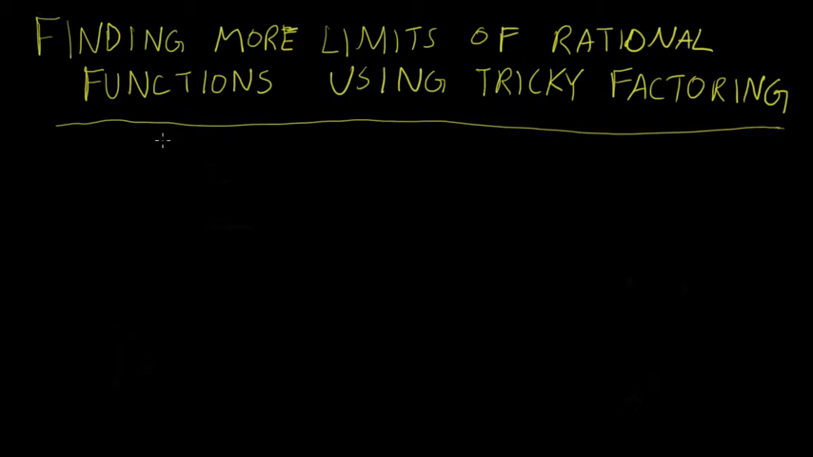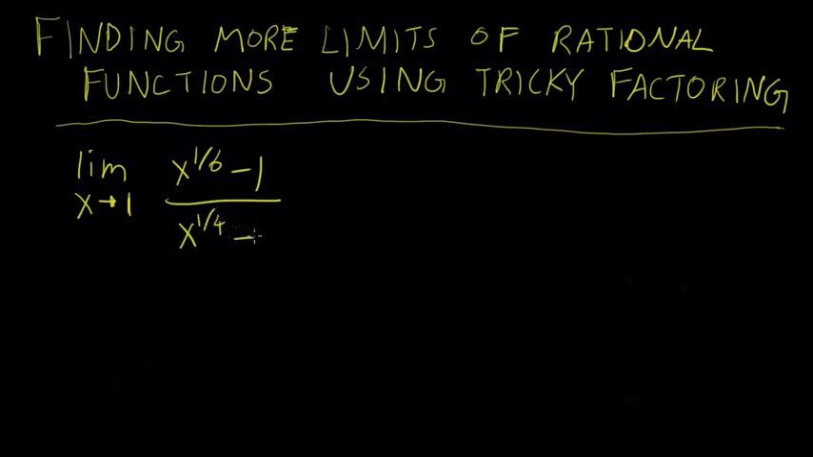In this video, we're going to be finding the limit of a rational function using even more tricky factoring than the factoring we used in the previous videos. So the limit we're going to be finding in this video is the limit as x tends to 1 of x to the 1/6 minus 1 divided by x to the 1/4 minus 1.